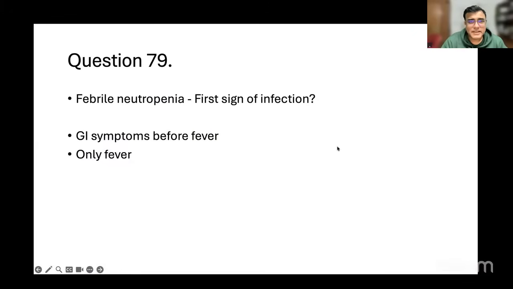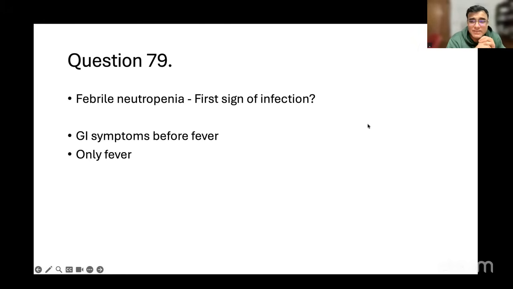So febrile neutropenia, first sign of infection. There would have been more options, but somebody had recalled GI symptom before fever and only fever. Whenever you're neutropenic, you're immunocompromised, you might not be able to mount the inflammatory response. You might not have pus development. You might not have your inflammation signs. Sometimes you only get fever.